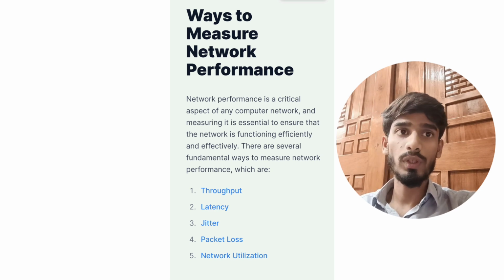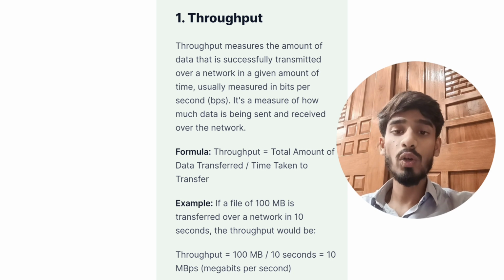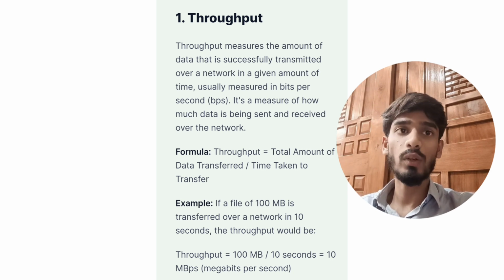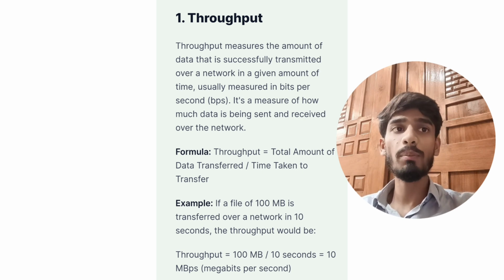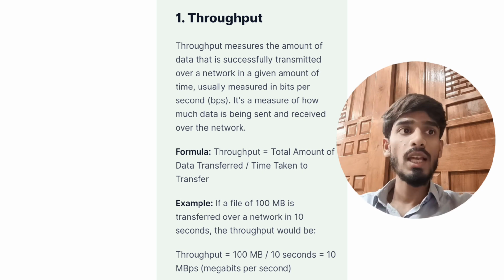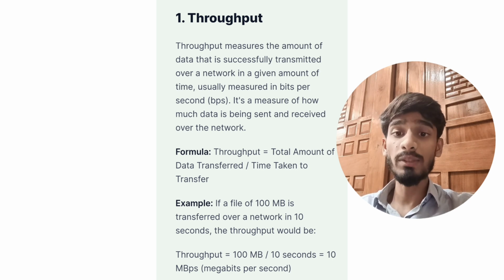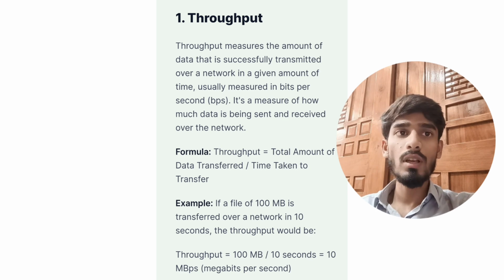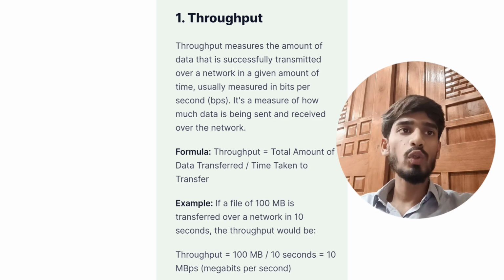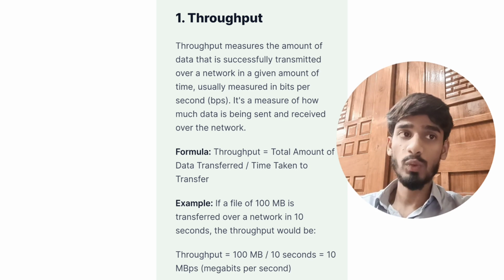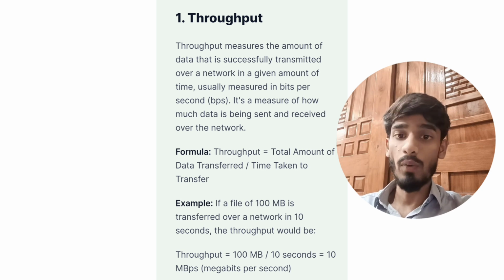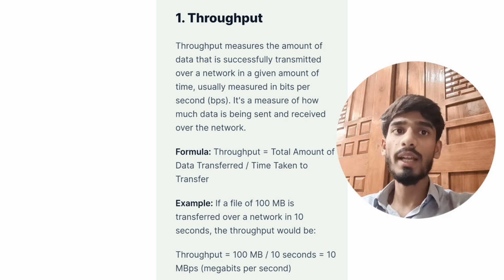Now, what is throughput? Throughput measures the amount of data that is successfully transmitted over a network in a given amount of time, usually measured in bits per second, bps. It's a measure of how much data is being sent and received over the network. Throughput is equal to total amount of data transferred divided by time taken to transfer.